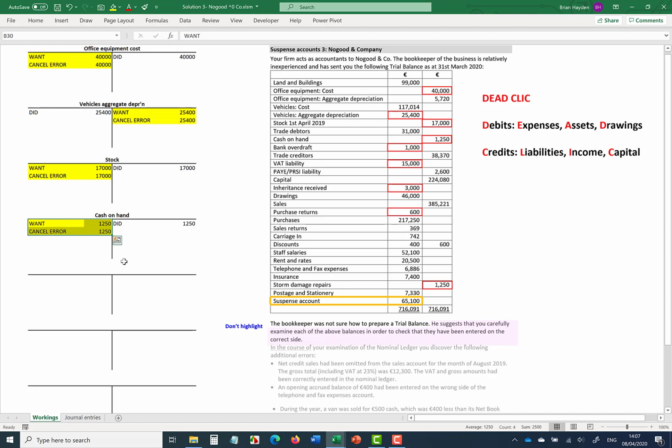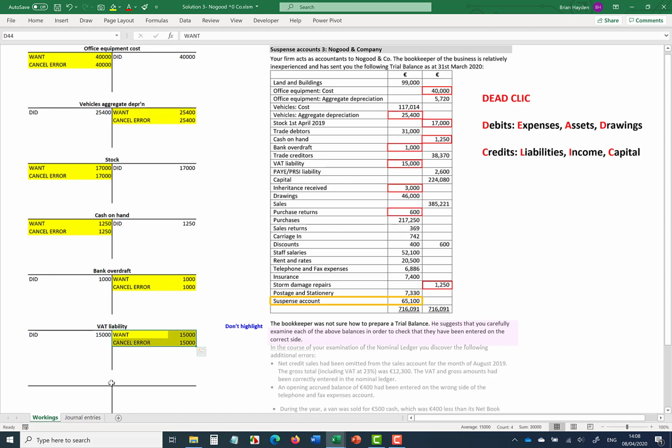The next one was the bank overdraft. So what we did was we put €1,000 on the debit side, and we need to put it on the credit side. So we want 1,000 on the credit side, and we have to cancel our original mistake. So again, that is going to be that item. And VAT liability. What we did was we put 15,000 on the debit side. That's a mistake. We want 15,000 on the credit side, and we have to cancel our error. So again, that's going to be what we'll need to do to the VAT account.